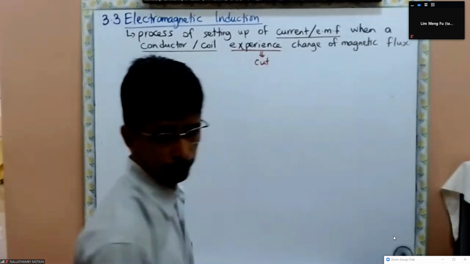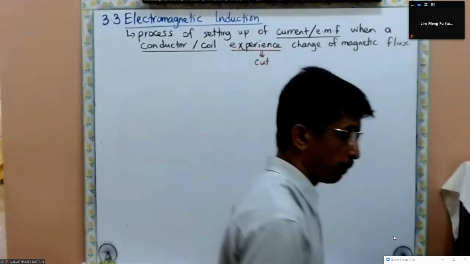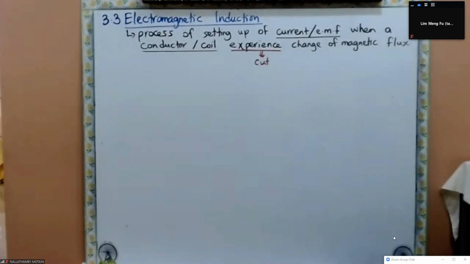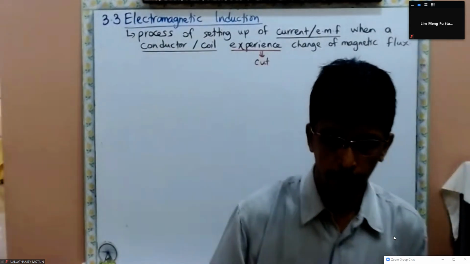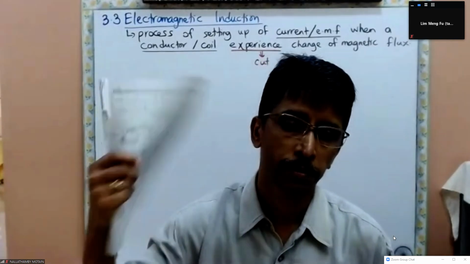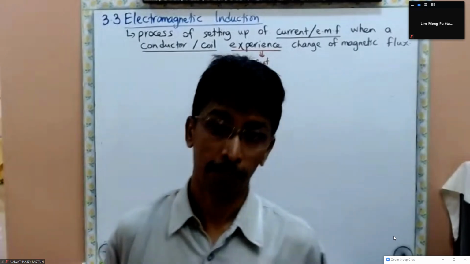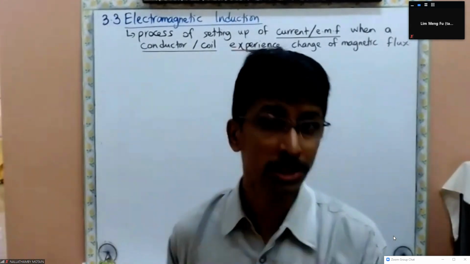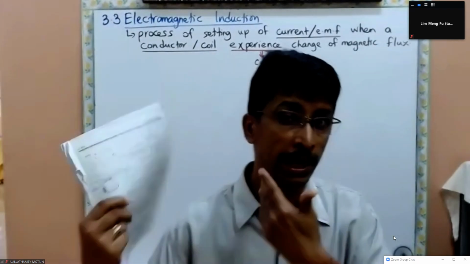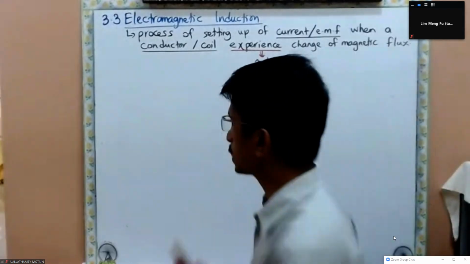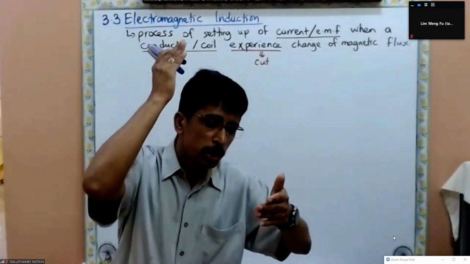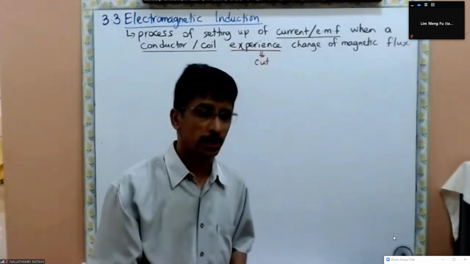Let's say I take a piece of paper or a book. Can you feel the air? Yes, we can feel the flow of air. But can you see the air? No. So we can feel there's an air movement. Here, the conductor is going to experience a cutting of magnetic flux or magnetic field.